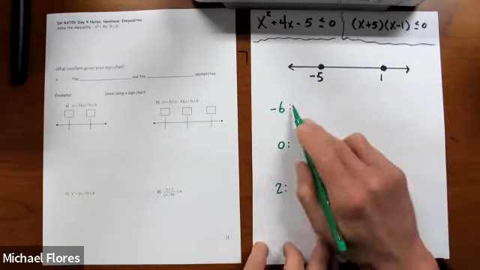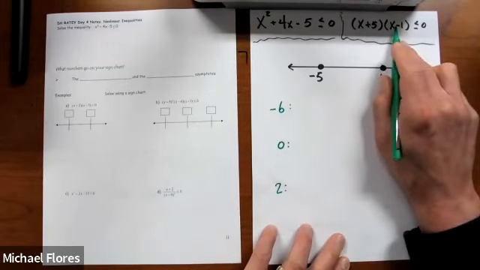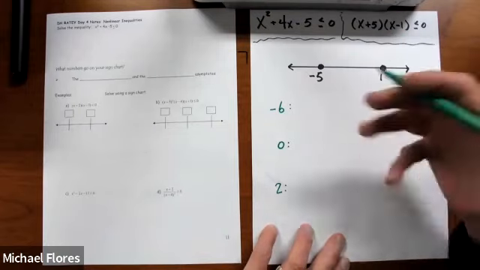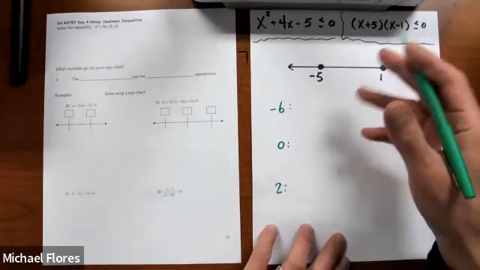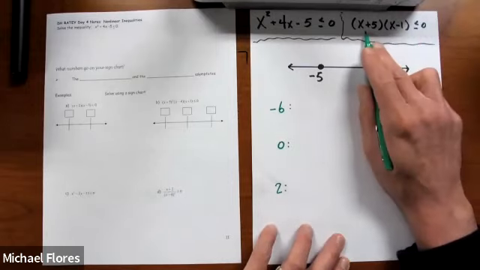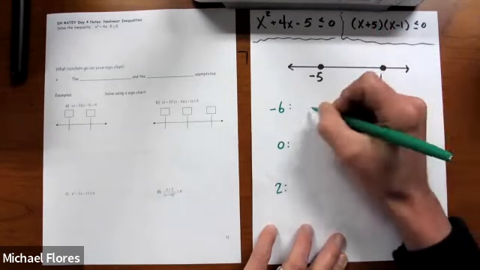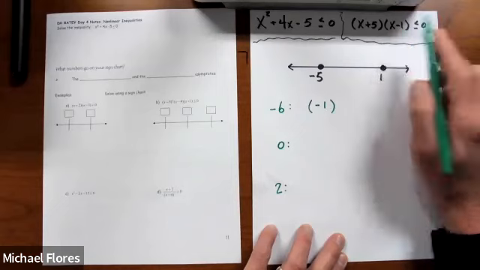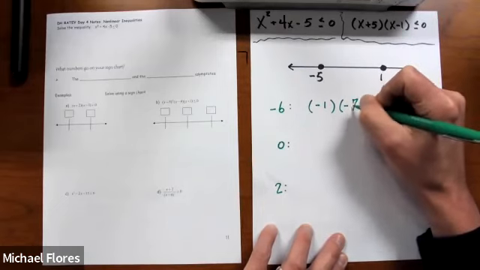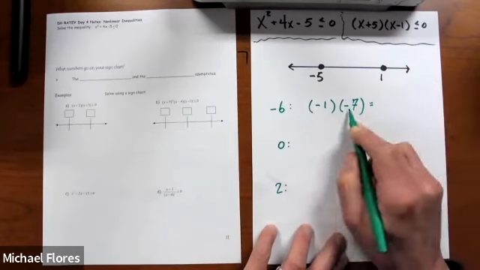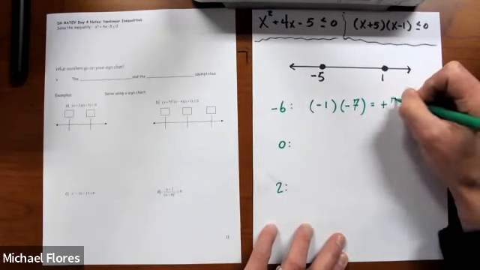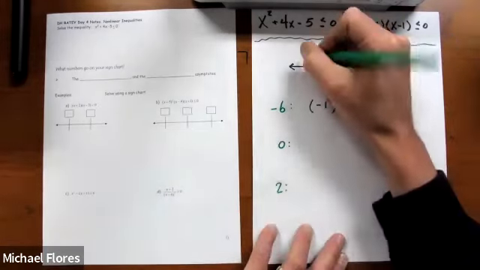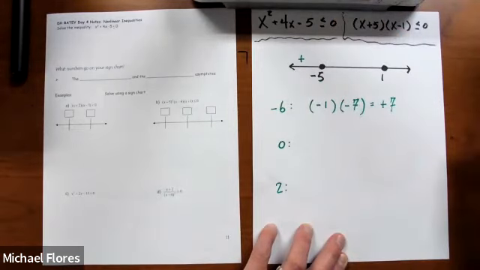So these are the numbers that I'm going to use to help me solve this problem. And now what you want to do is simply plug them into the function. You know what? Let me just do it, and then I think it'll make sense. Okay, so if we took -6 and plugged it in here, -6 plus 5 is -1. -6 minus 1 is -7. Now, -1 times -7 is +7. So here's what we know: anything that is less than -5 is going to result in a positive number.